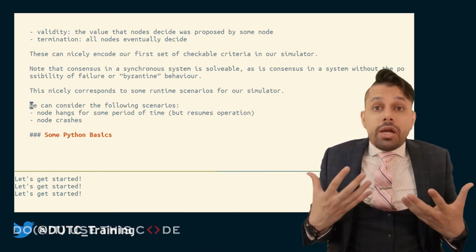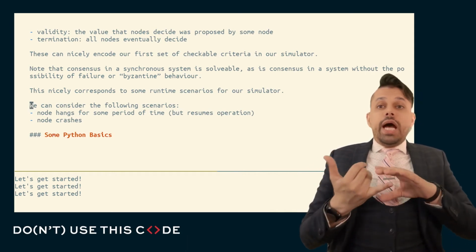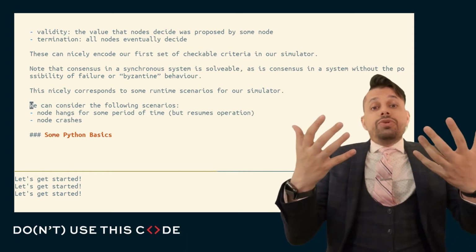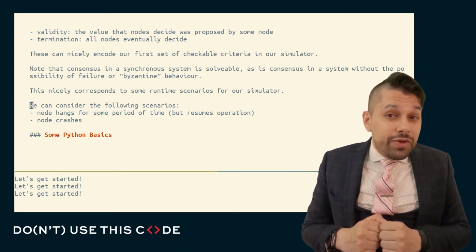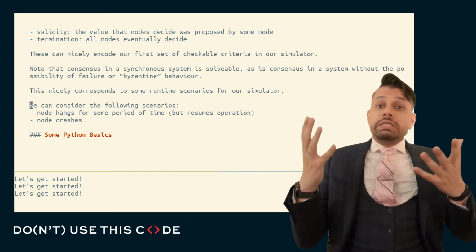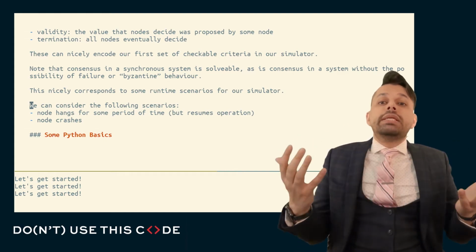Namely, we're going to try and model different types of failures. Failures like a node hangs for some period of time but maybe resumes operation, or a node crashes. We could even model what are called Byzantine failures. A node, for example, goes nuts and sends messages that are completely nonsensical.